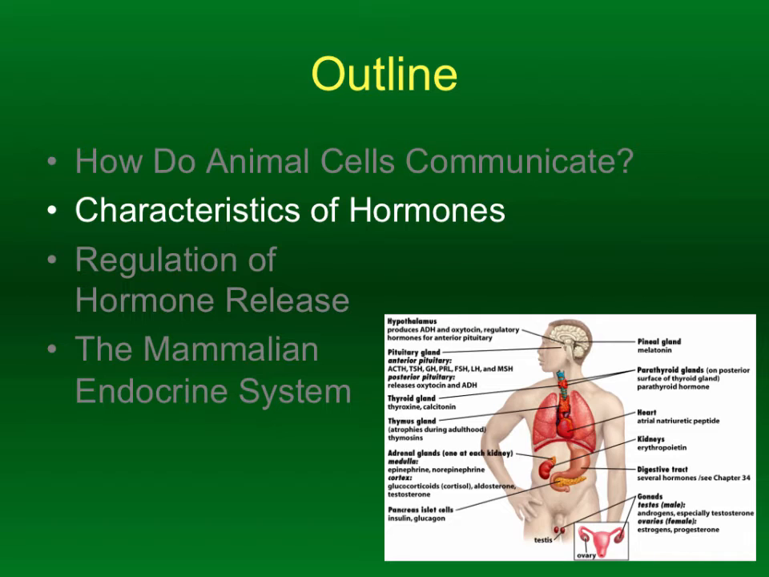So we're going to look at things like ADH. We're going to look at the anterior pituitary, which is sometimes also called the master gland. With the anterior, we've got adrenocorticotropic hormone, thyroid-stimulating hormone, growth hormone, prolactin, follicle-stimulating hormone, luteinizing hormone, and melanocyte-stimulating hormone. Those are all produced by the anterior pituitary. The posterior is going to release oxytocin and ADH. We've seen oxytocin before, and we've talked a little bit about ADH already. We've got thyroxine and calcitonin from the thyroid.